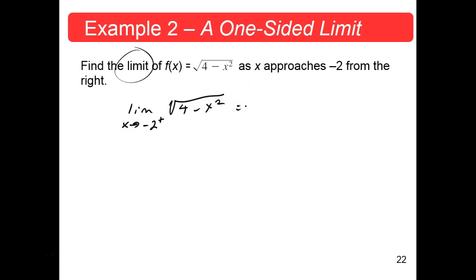And what would be your first approach to evaluating it? Plug it in and see what happens. Well, as you approach negative 2 from the right-hand side, what would that be? We plug a negative 2 in for x. Negative 2 squared is 4, and then 4 minus 4 is 0, and the square root of 0 is 0. You certainly can do that. Can you do the same?